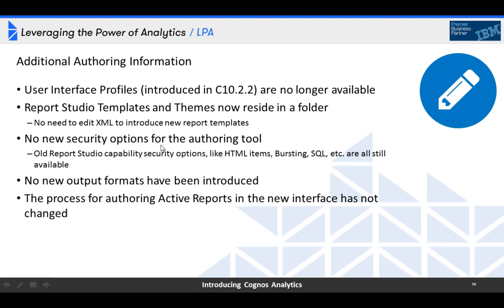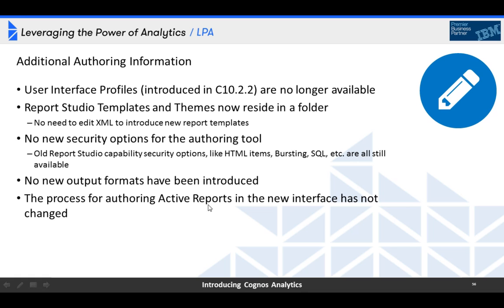No new security options for the authoring tool. What that means is when you go to the capabilities in Report Studio, you can still secure HTML, you can still secure who can use SQL, who can burst. Nothing's new in there. They're all the same ones that were there. All the same output formats you're used to are still there. No new ones have been introduced.